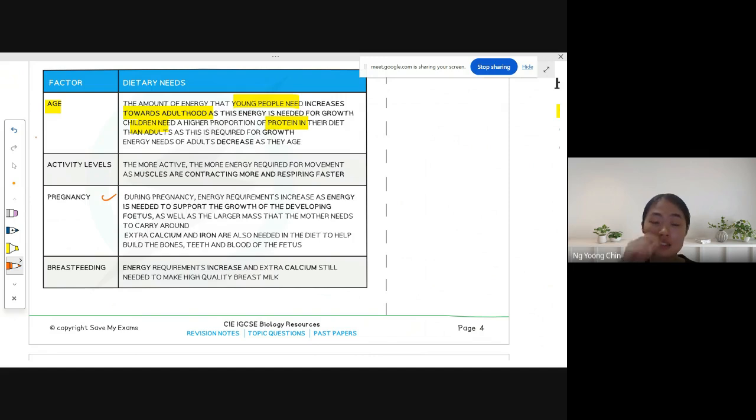And then how about pregnancy? Okay, a pregnant woman has a higher energy demand compared with normal women. See, energy requirements increase as energy is needed to support the growth of the developing fetus. So pregnant women require additional energy to support their fetus, and they also require extra calcium and iron because they need to form the bones for the baby. They need to form the bones and the blood, the red blood cells, for the baby.